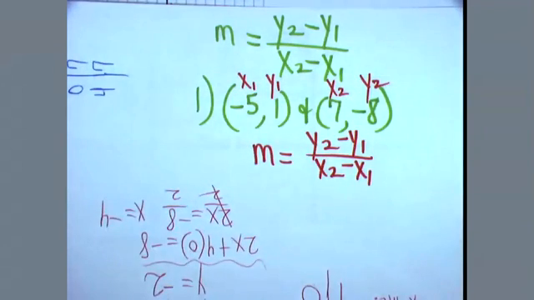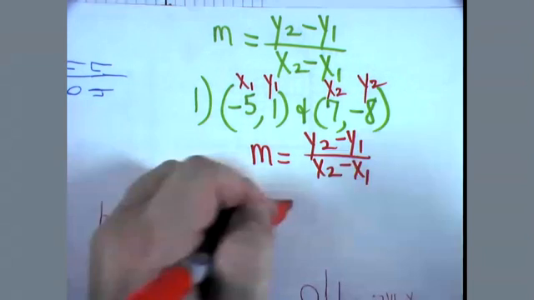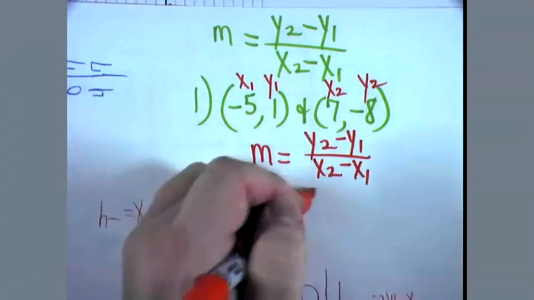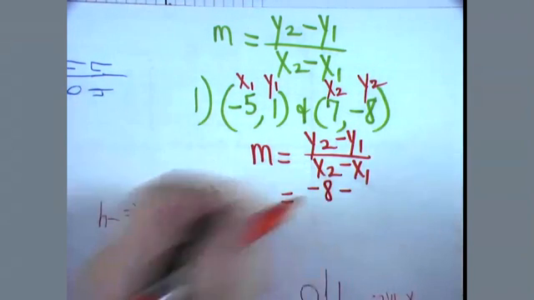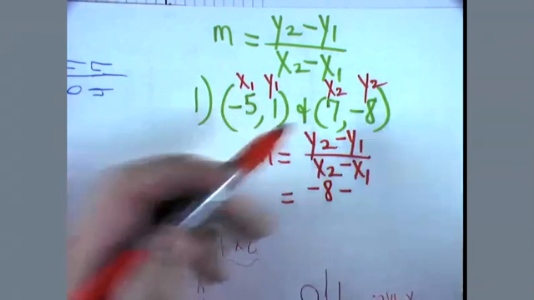Now, since we've labeled all of our values, let's plug them into our formula. Y sub 2 is negative 8. Y sub 1 is 1.